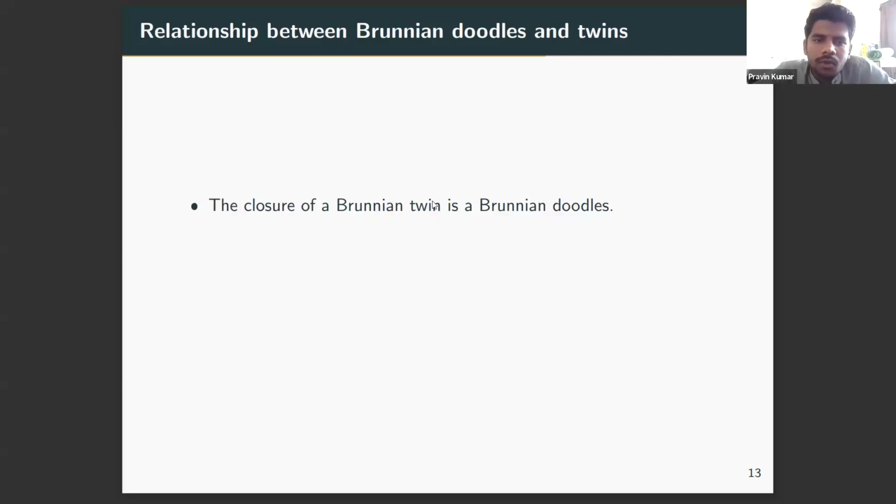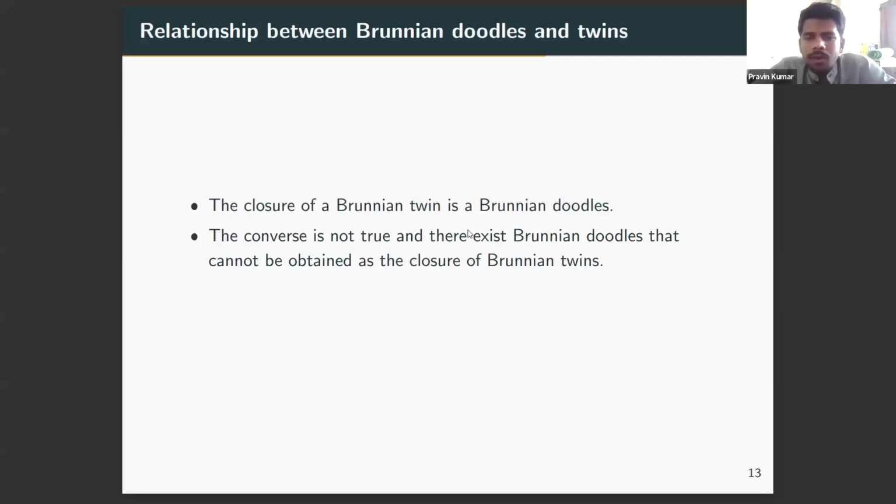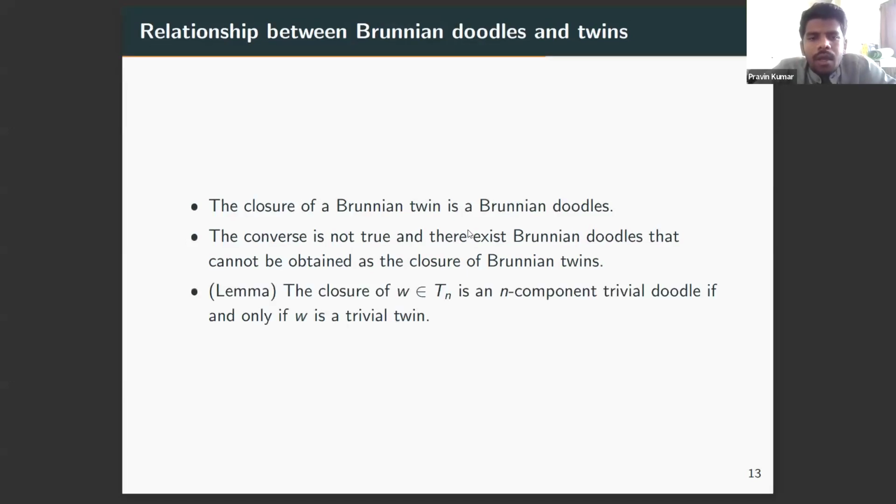So this shows that the closure of a Brownian twin is a Brownian doodle. But the converse is not true. There exists a Brownian doodle that cannot be obtained as a closure of Brownian twins. So before seeing an example for this, let's see a characterization which will characterize which Brownian doodle comes from a Brownian twin, for which we need the following lemma.